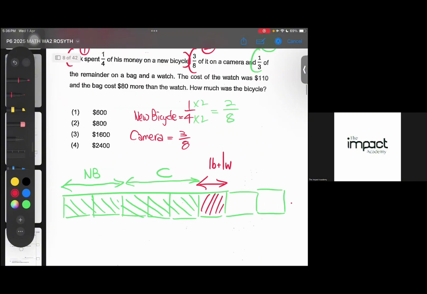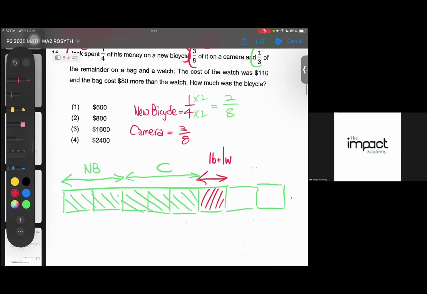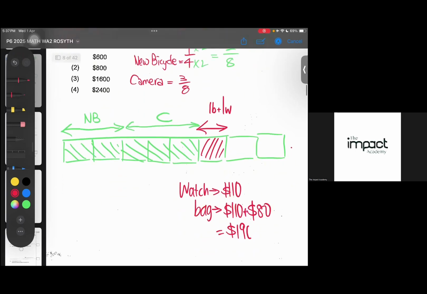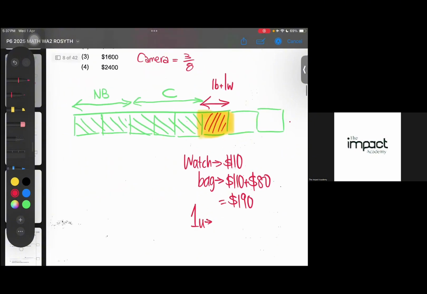So what you're going to do is, okay, you can see the cost of the watch was $110 and the bag cost, so the watch was how much? 110, right? What about the bag? The bag was $80. 110 plus $80 in this situation is $190, right? So can you all see that $190 and $110 is in this one box, which is 1 unit, right? 1 unit in this situation is like what you said, 190. Sorry, 190 plus 110 is equal to 286.